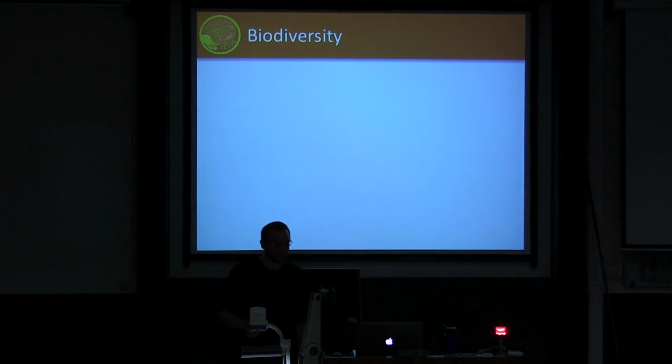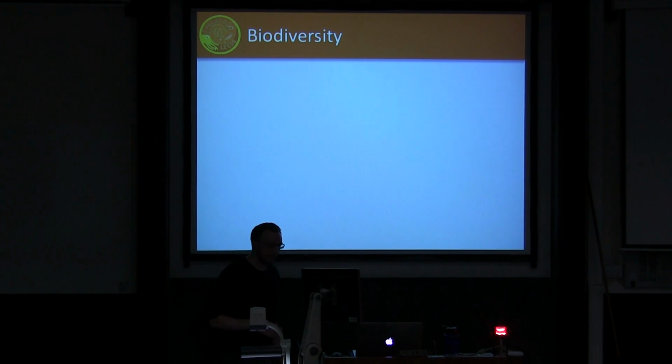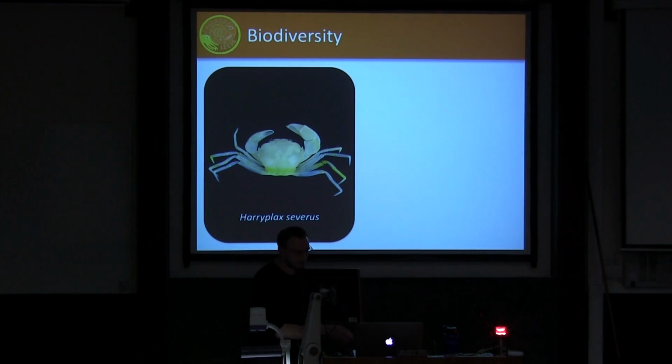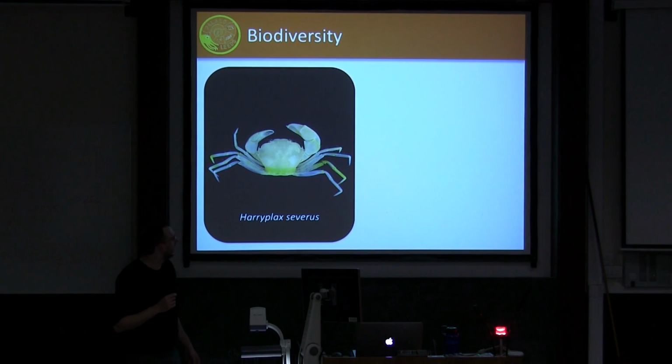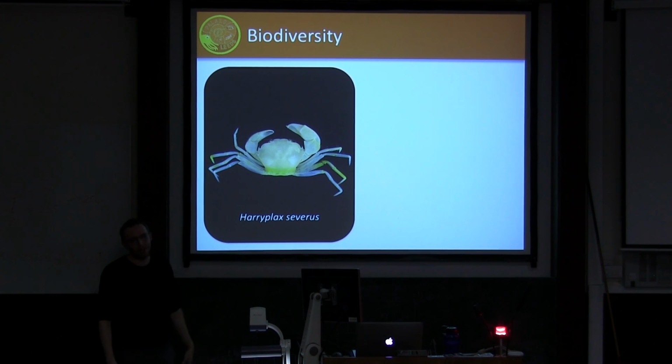Okay. So whenever I talk about biodiversity, I like to start by finding the newest species named. Unfortunately, I did this a week ago for a different version of this seminar, but I'm keeping it in anyway because it's kind of amusing. There's this crab that was named for Harry Potter, Harryplax severus. But the point is we still don't know how many species there are. We're still finding new ones.